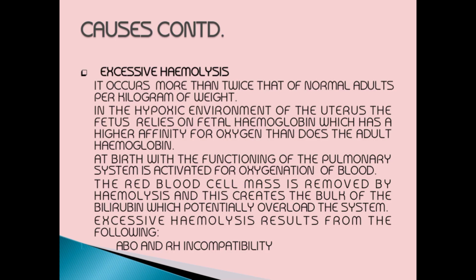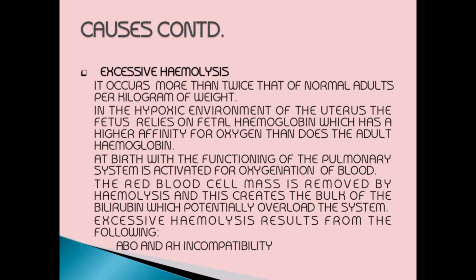So let's talk about excessive hemolysis. If there is an increase in the breakdown of red blood cells, you'll find that there will also be an increase in the levels of bilirubin, because we understand that red blood cell destruction produces the end product known as bilirubin, hence causing an increase in the blood circulation. So excess hemolysis occurs more than twice that of a normal adult per kilogram of weight.